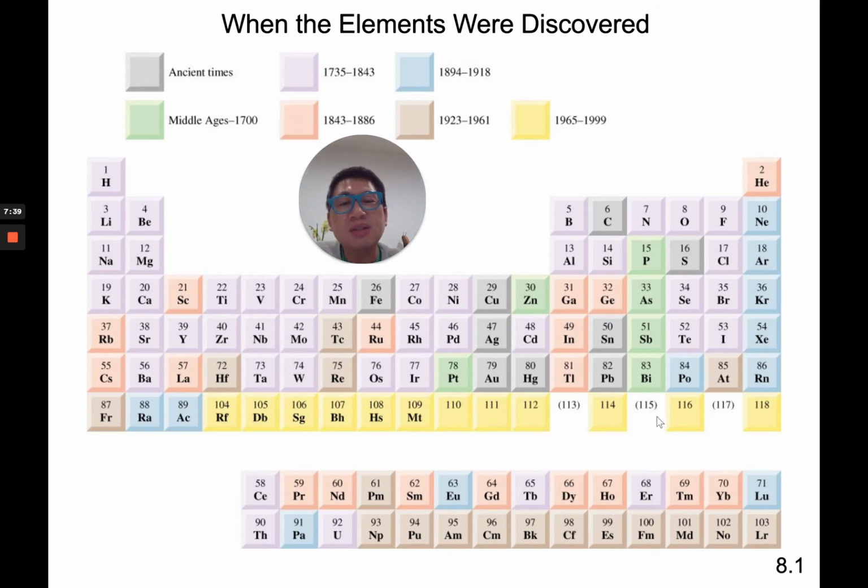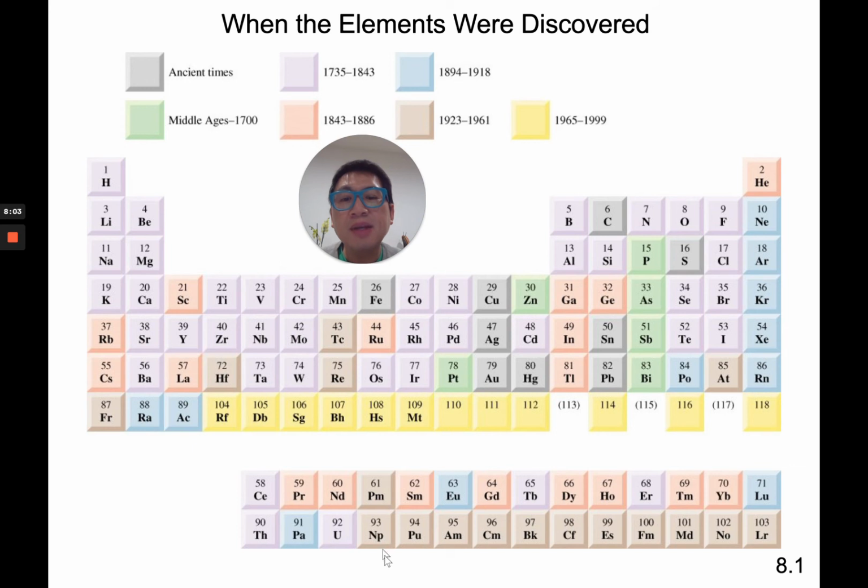And most of these elements are so unstable. Some of them only last a fraction of a second. So although you make it, they only last maybe a few seconds or a fraction of a second. And then they break apart into smaller, more stable elements. So that's another reason why they're so difficult to make.